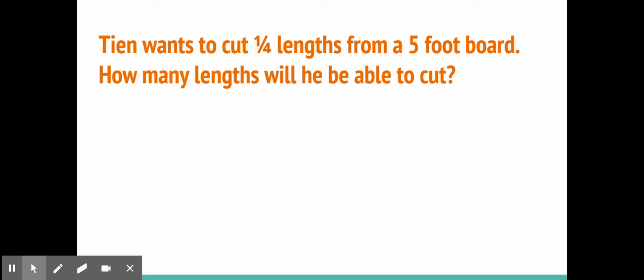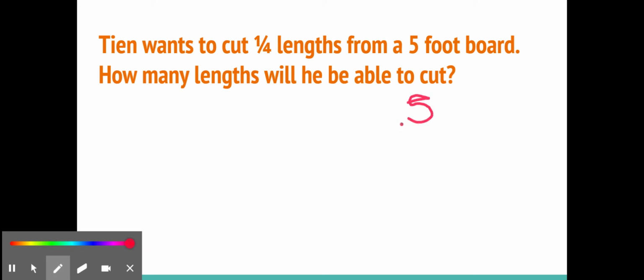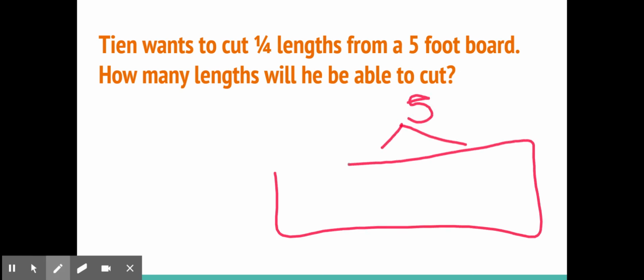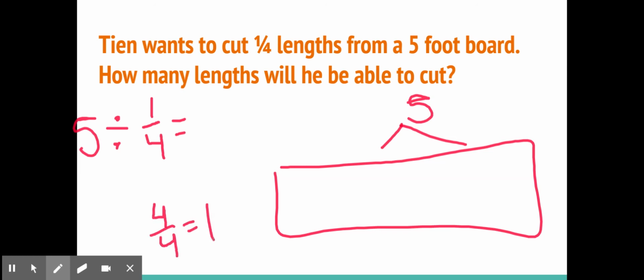So Tian wants to cut 1/4 lengths from a 5-foot board. How many lengths will he be able to cut? All right, so I have a 5-foot board and I'm trying to cut it into fourths. So I have a 5-foot board, I'm cutting into equal pieces. Each one of those is fourths. Well, how much is that going to be? Well, I can get 4 fourths from 1 whole, right? So how many fourths am I going to get from 5 wholes?